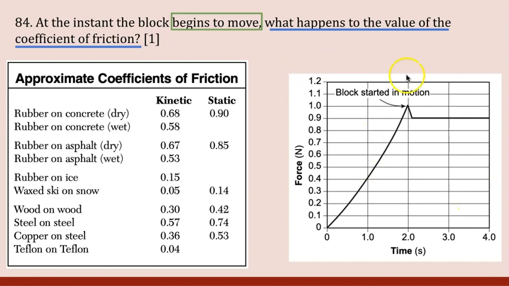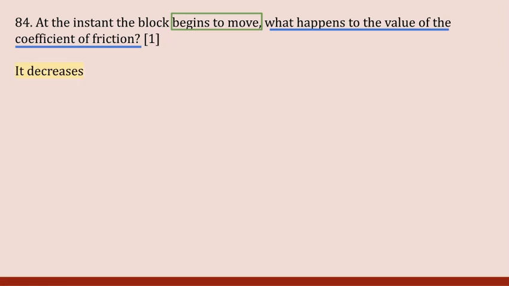And instead of looking at the graph, I think it might be easier to just look at this approximate coefficients of friction table that we have on our reference guide. That's because when the block begins to move, it's changing from static to kinetic. And every time you change from static to kinetic, the coefficient of friction goes down. That's a universal rule. It's not just for these specific materials. It doesn't matter what the materials are made of in this particular problem. When you go from static to kinetic, it will always follow that trend, so it's going to decrease.